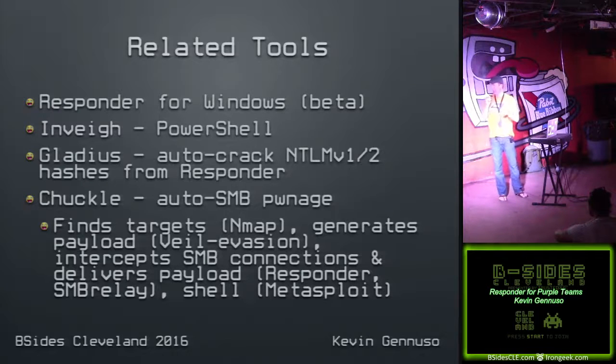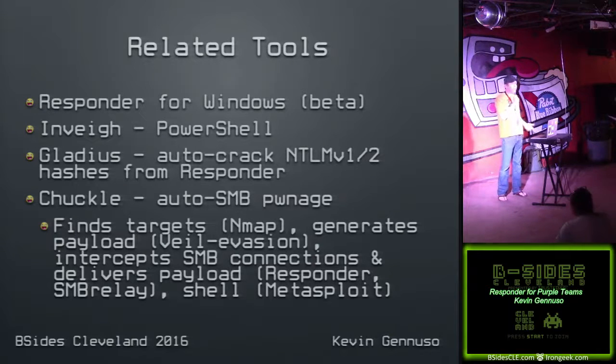And then there's Chuckle, which is a really slick tool for pen testers anyway. It's essentially doing automatic SMB ownage, right? It finds targets with Nmap automatically, generates a payload that's not going to get picked up by antivirus using Veil-Evasion, intercepts the SMB connections, and delivers the payload using a combination of Responder and SMB relay. And then eventually you're getting a shell, a Meterpreter shell in Metasploit.